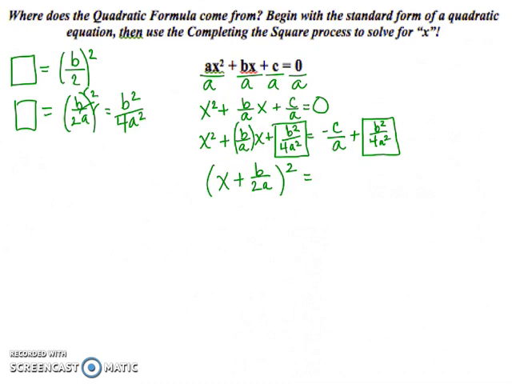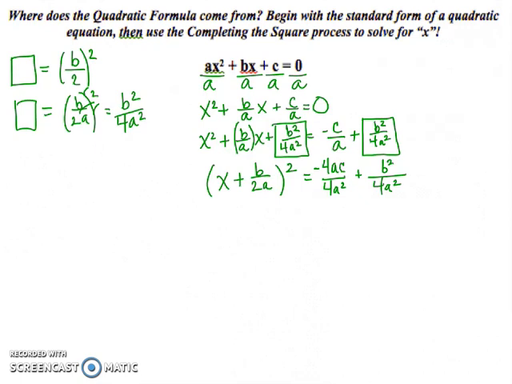On the right-hand side, I'd like to add these two rational expressions together, so I'm going to need a common denominator. Since my first denominator is a and my second denominator is 4a squared, 4a squared is going to be my common denominator. So this numerator is going to stay b squared, but to change a to 4a squared, I need to multiply that negative c times 4a. So this becomes our negative 4ac.